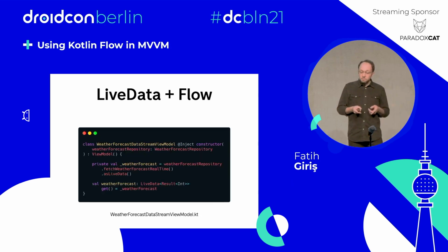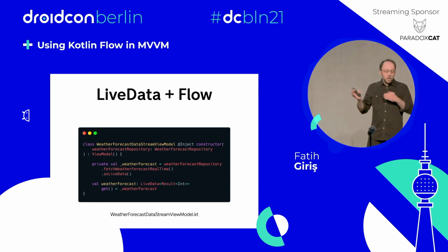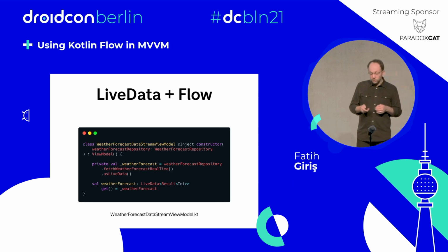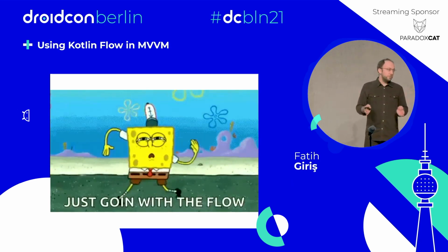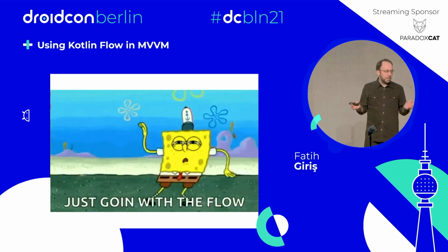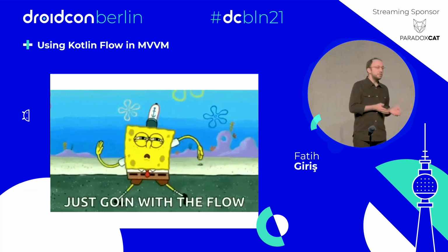And in the ViewModel layer, it's the same. We are still using LiveData, and this is Flow. We are using the asLiveData extension, and then we are basically done. But is it all with Flow, actually? Is it just like this? No. We have talked about data transformation, right?